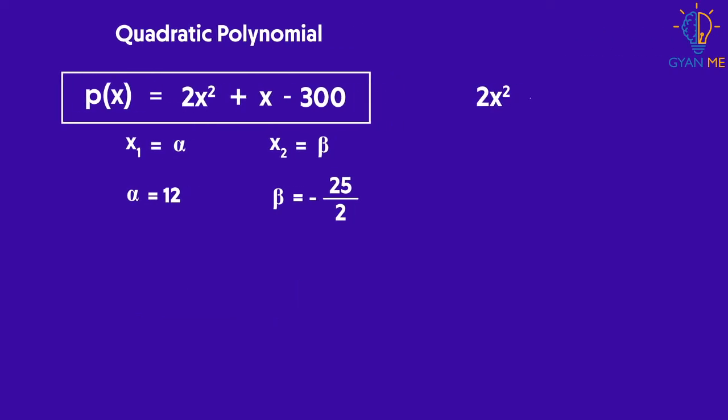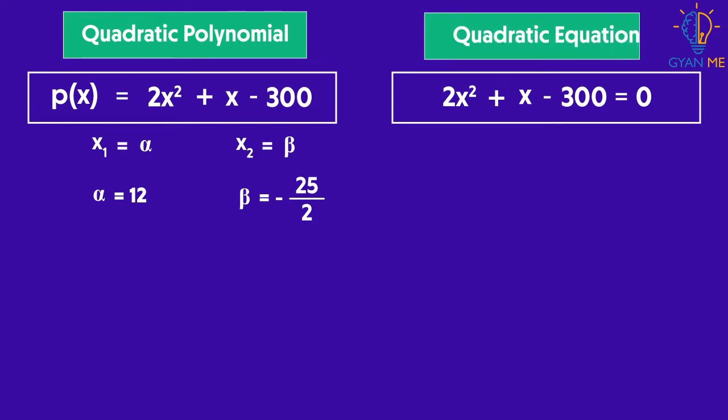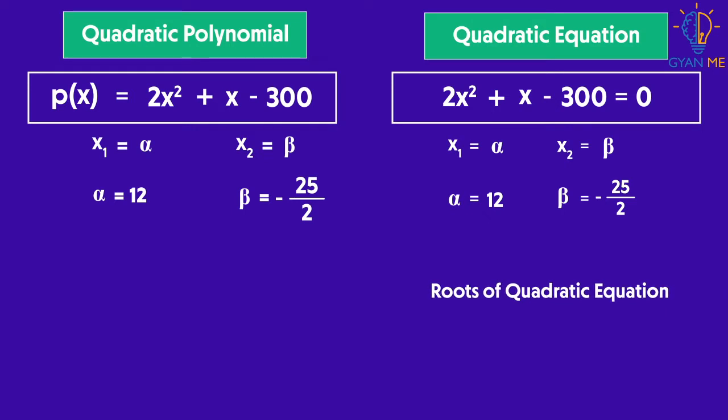Now suppose we equate this quadratic polynomial to 0, what do we get? Yes, correct. We get a quadratic equation. I mean, this quadratic polynomial will change to a quadratic equation. You can see this equal to sign in between. Now when you solve this quadratic equation, you will get those same two values of x, that is 12 and minus 25 by 2. But now, since there is an equation here, we call them roots of the quadratic equation.